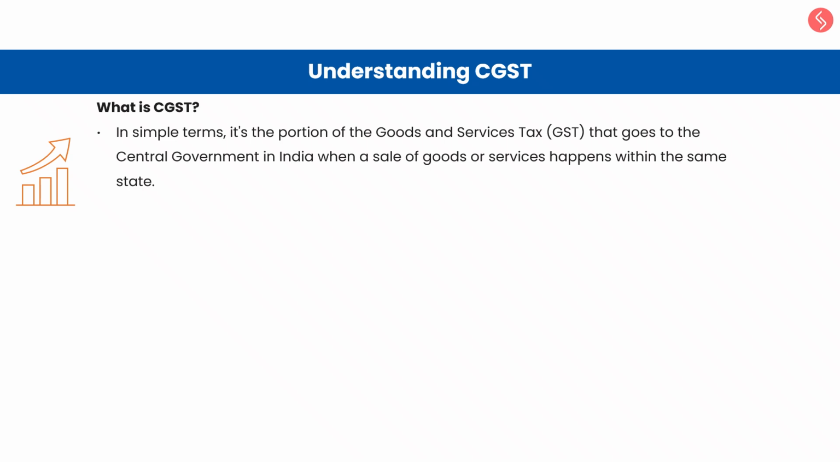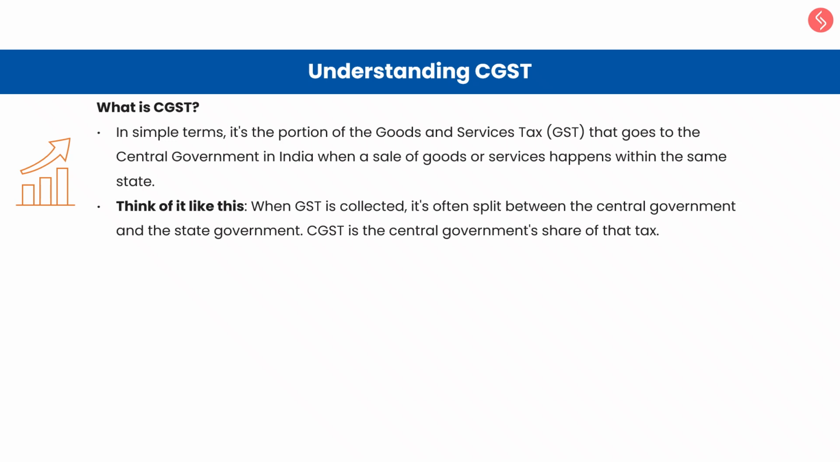What is CGST? In simple terms, it's the portion of the Goods and Services Tax, GST, that goes to the central government in India when a sale of goods or services happens within the same state. Think of it like this: when GST is collected, it's often split between the central government and the state government. CGST is the central government's share of that tax.